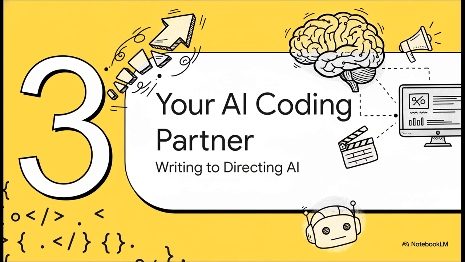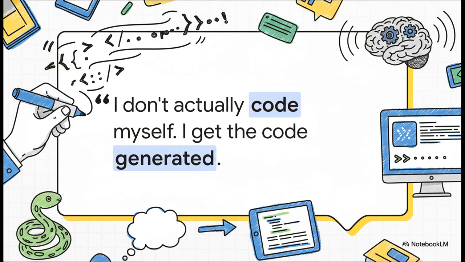What if you didn't have to write all that code by hand? Let's talk about changing your job from being a coder to being a director, with AI as your star programmer. This quote from the course instructor really says it all. I don't actually code myself, I get the code generated. The whole paradigm is shifting right under our feet. We're moving from being the typists to being the architects.